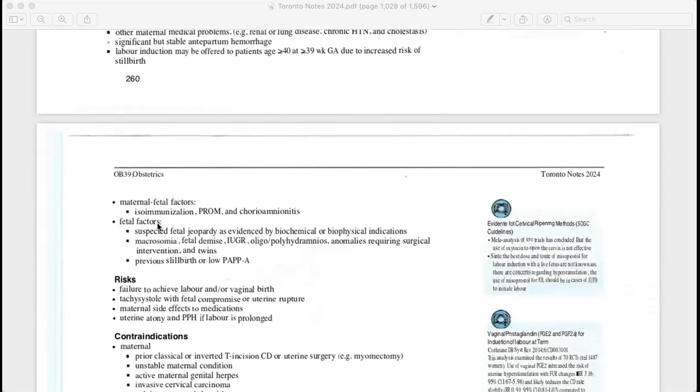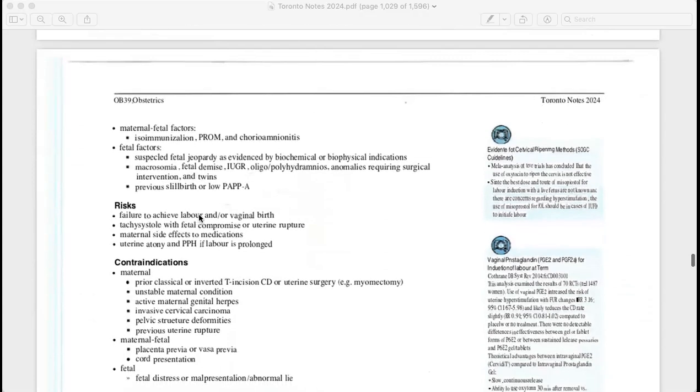Maternal fetal factors: isoimmunization or chorioamnionitis. Fetal factors are basically suspected fetal jeopardy, macrosomia or fetal demise, IUGR, oligohydramnios. In these conditions, previous stillbirth can also be a cause where you need to do the induction of labor. Coming to the risk factors: failure to achieve labor or vaginal birth, tachysystole with fetal compromise, or uterine rupture. So that's why to be careful.